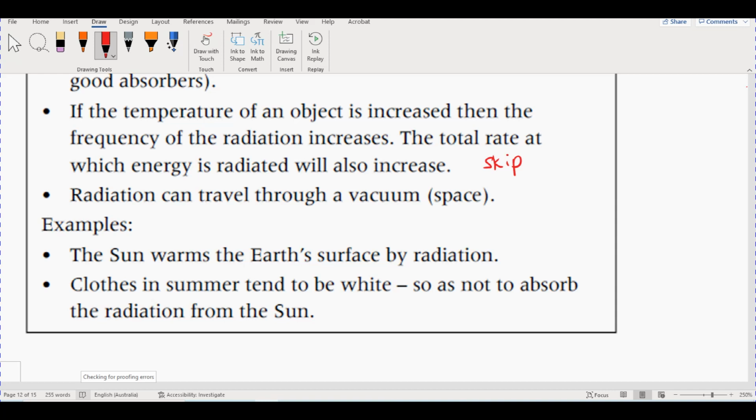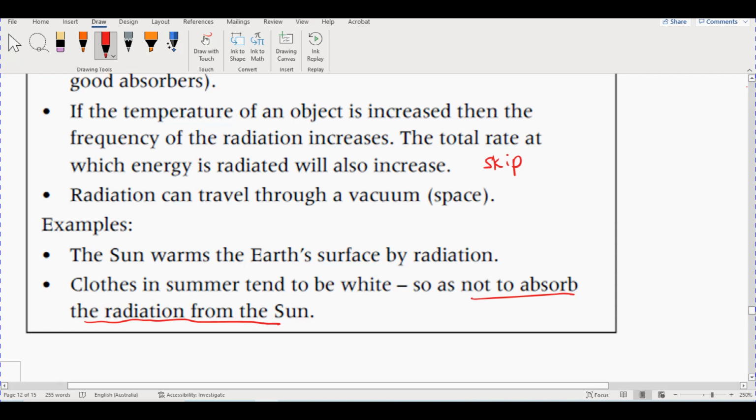Okay, so examples, the best example is always the sun. The sun warms the Earth's surface by radiation. Otherwise, we can't get any energy. Clothes in summer tend to be white. Okay, so that makes sense. In the summer, we need to wear white uniform. Why? Because not to absorb the radiation from the sun.